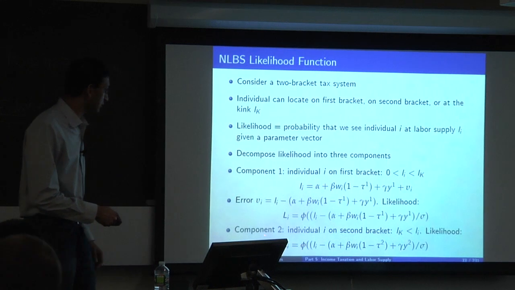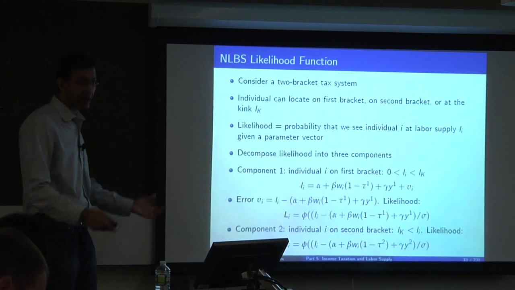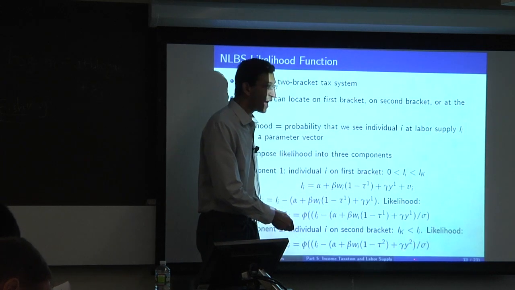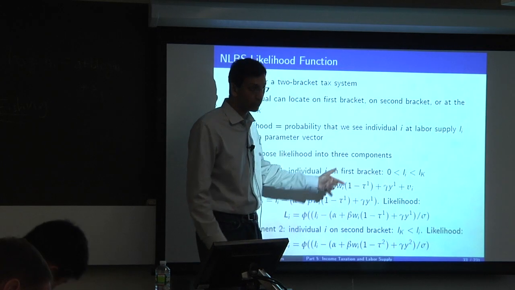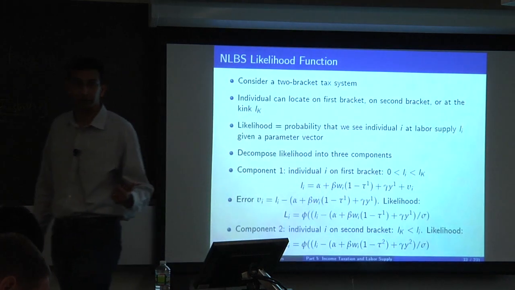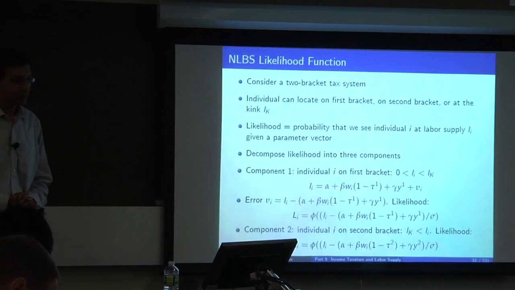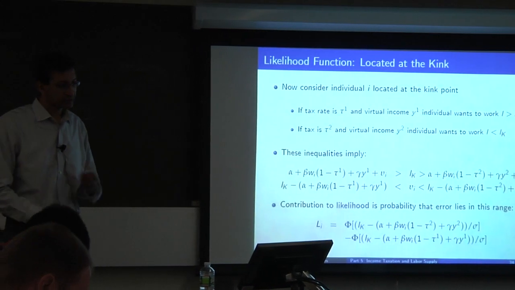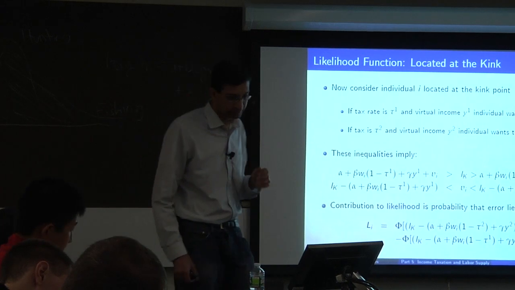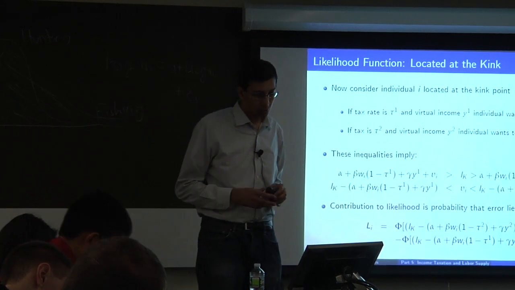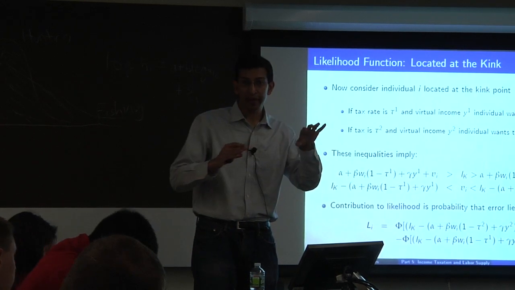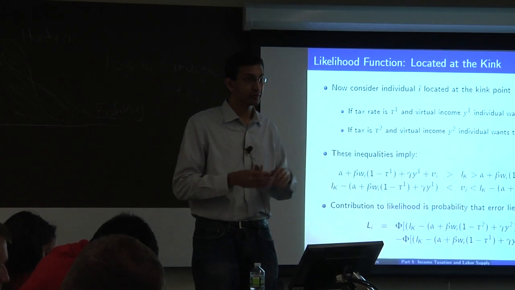Now I can do the same thing in the second bracket. It's exactly the same exercise, except instead of using y1, his actual unearned income, I use the virtual income in the second bracket, because of the logic that I was describing before. And then I can take the people who I see at the kink, the people who are bunching at the kink. What property do these people have? It's like they don't want to be on the interior of either budget set.